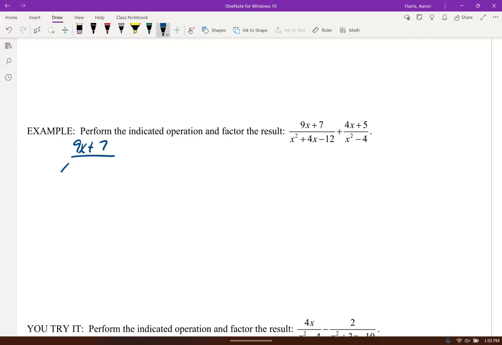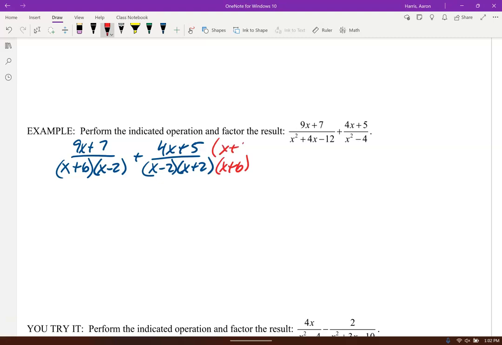So this will factor into x plus 6, x minus 2. Over here I've got difference of squares. So they both have an x minus 2. The left-hand one has an x plus 6. This does not. Let's give that an x plus 6. And that's our common denominator. X plus 6, x minus 2, x plus 2. So this one's missing an x plus 2. So we got, and I'm going to go ahead and distribute that.